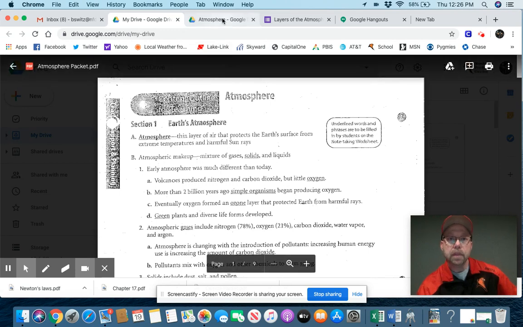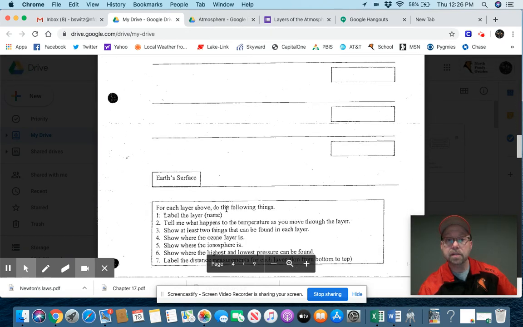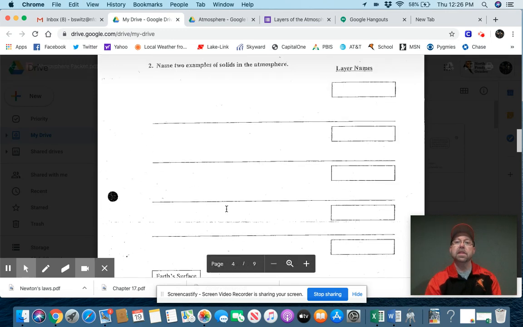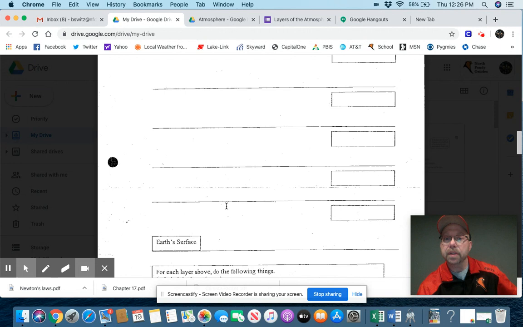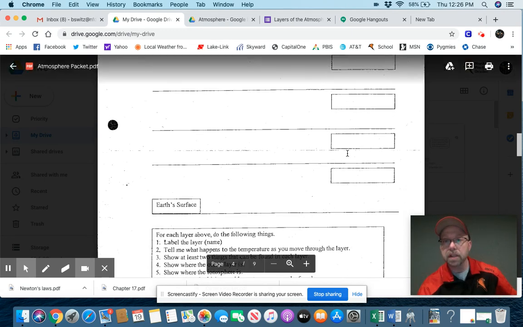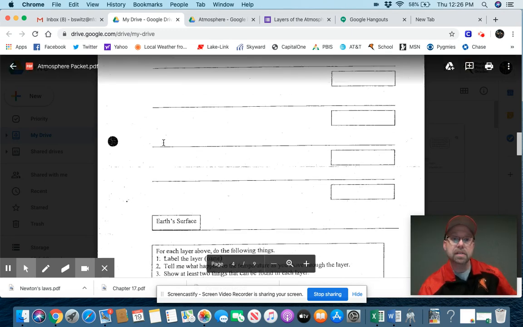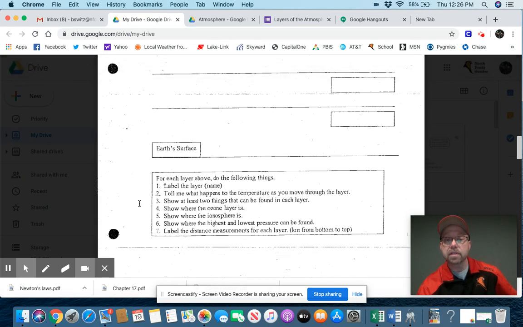Now, I told you that today's lesson was going to be on the ozone layer and pressure, because the second part of the assignment is this sheet. This sheet right here needs to be completed, and you're going to turn that into me on Monday. All right, we did some of it yesterday where you were supposed to label the layer names. You're supposed to put the distances here on the lines, the heights for each of those layers.